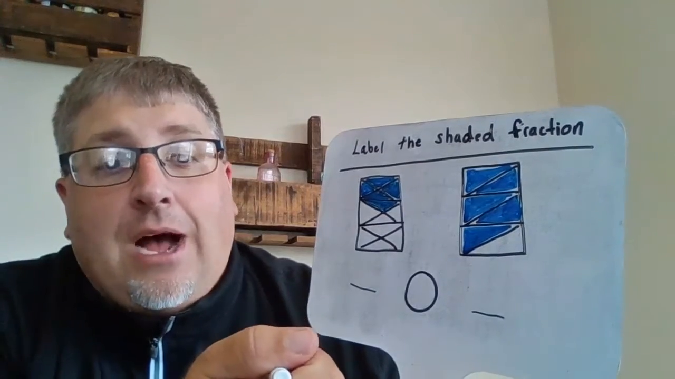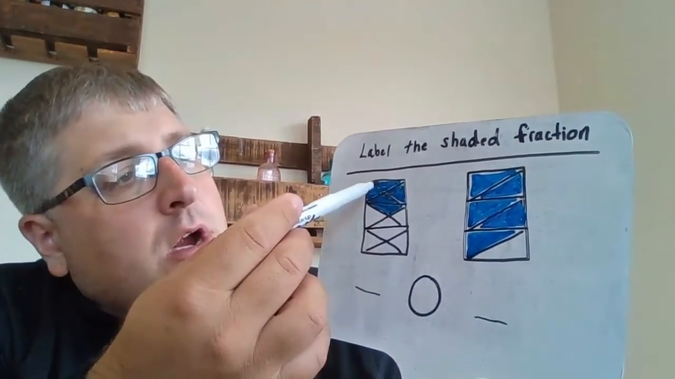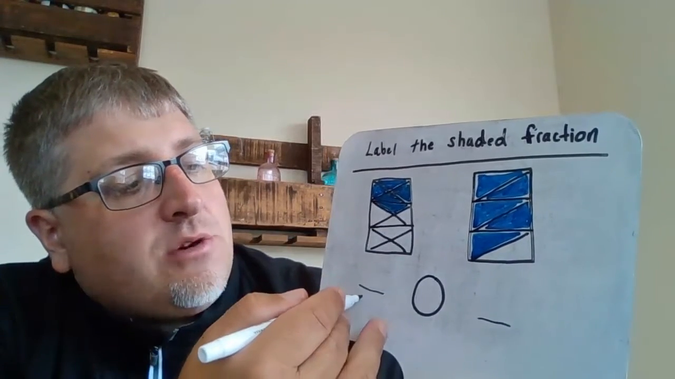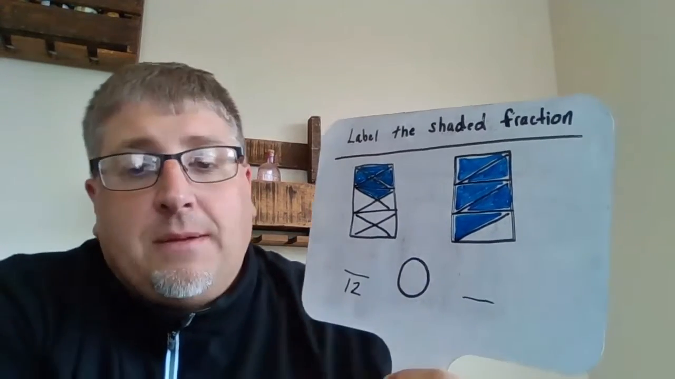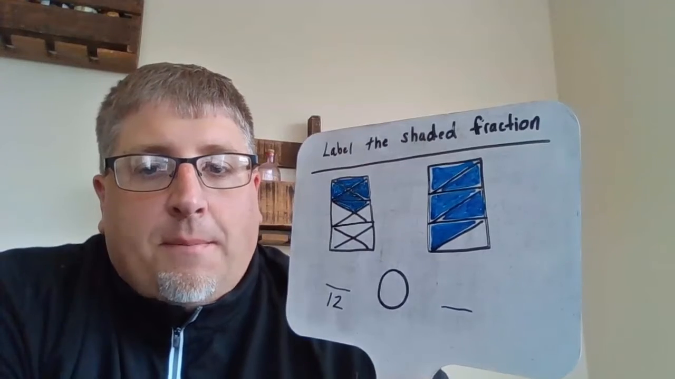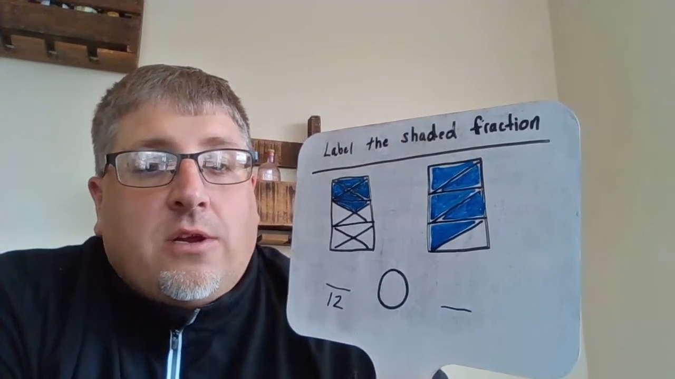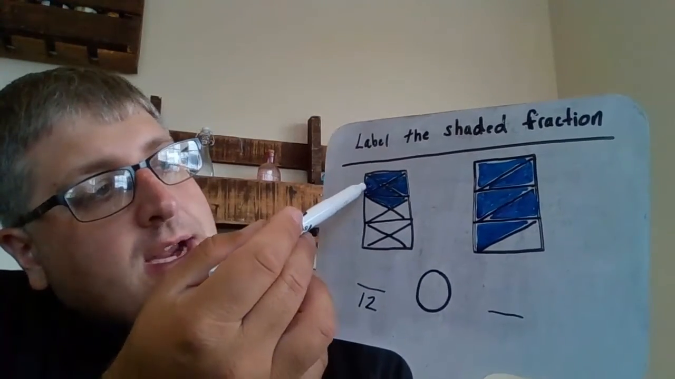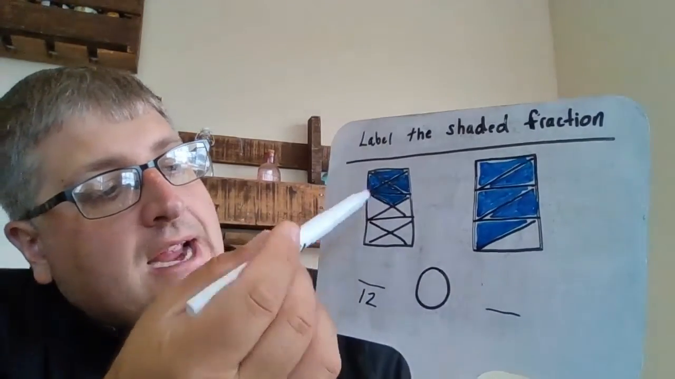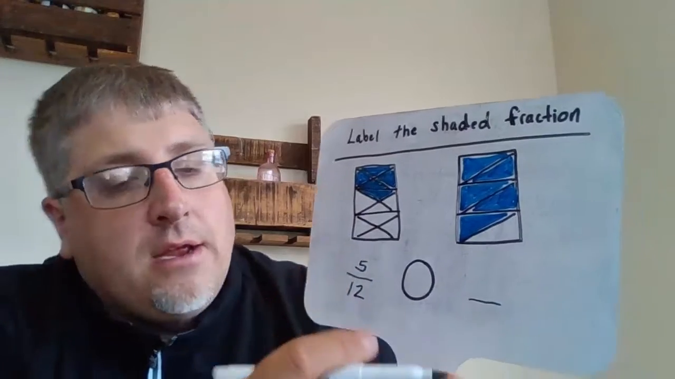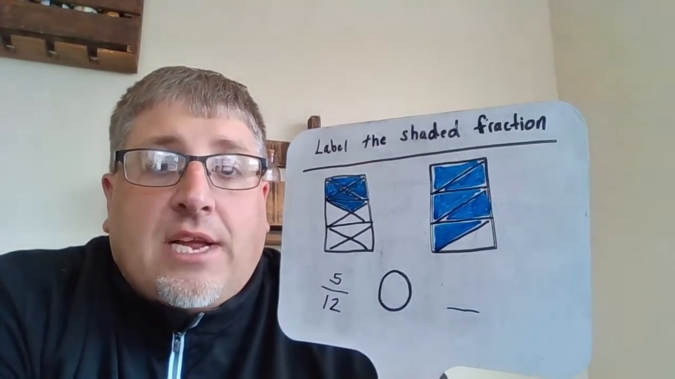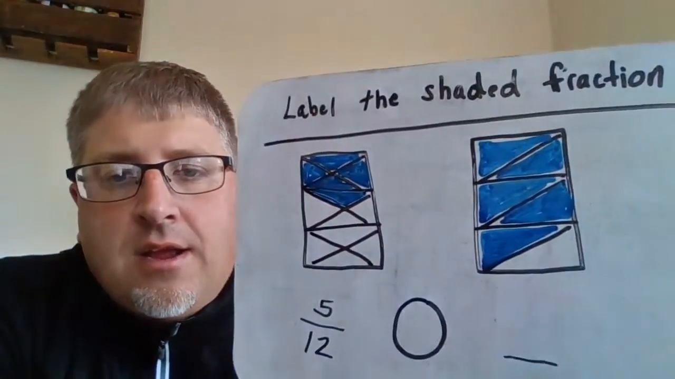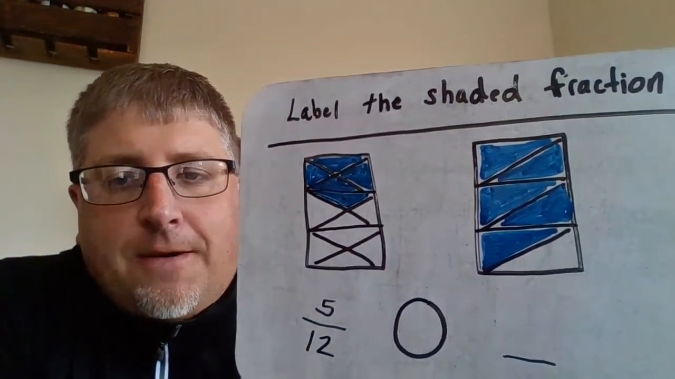So first thing I want to do is count how many pieces I have. So I want to get my denominator. 1, 2, 3, 4, 5, 6, 7, 8, 9, 10, 11, 12. All right, so I counted up how many pieces I had for my denominator there. My numerator is going to represent how many pieces are highlighted or colored in. I know it's a little bit tough to see, but right here we have 1, 2, 3, 4, and 5. Okay? So that picture represents 5/12. There's 5 of those 12 that are colored in.